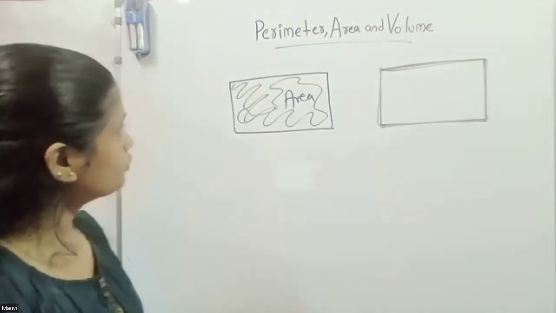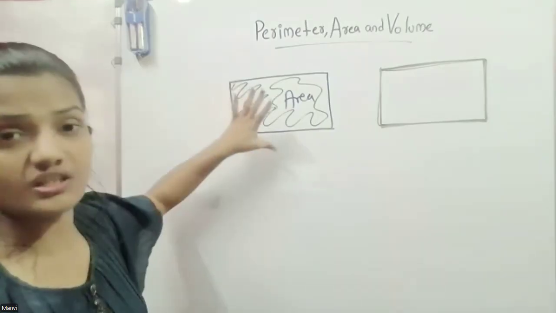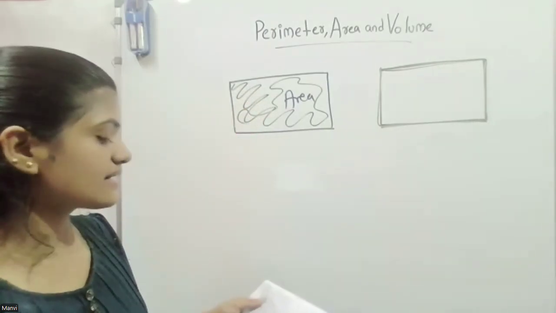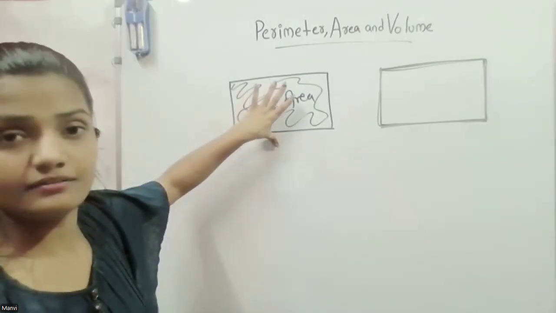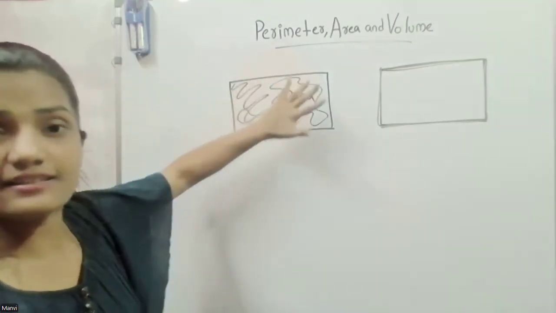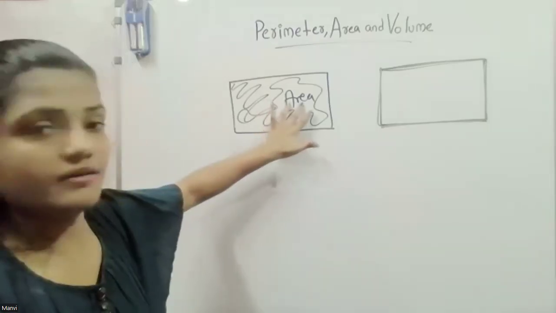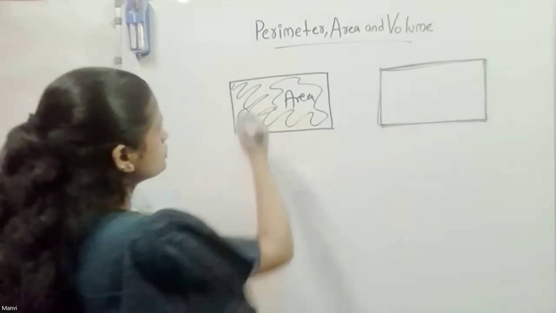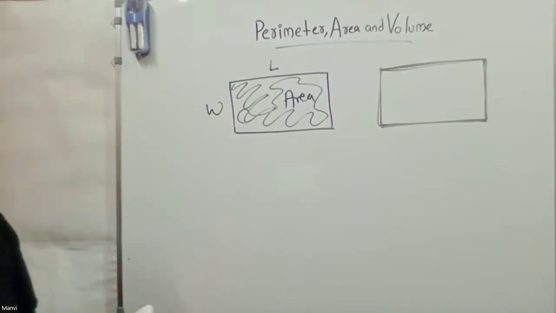So when we want to cover this garden with grass, we don't build the fencing this time. So we need to know how much space there is inside this garden. That is nothing but area. Okay? So this is the length and that is the width.